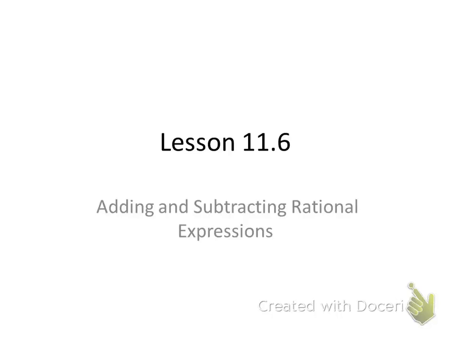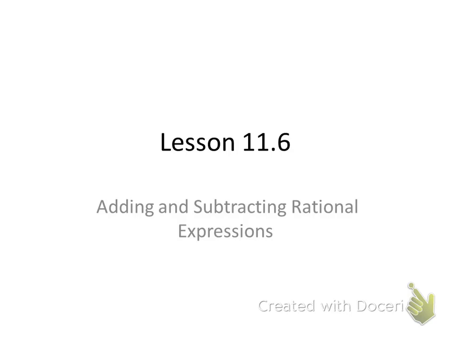In lesson 11.6, we're adding and subtracting rational expressions. If you remember, in 11.4 we simplified rational expressions. That just meant we simplified fractions. Those fractions had variables in them, so it could be like 2x over 6x.